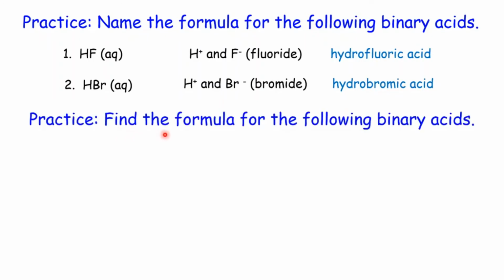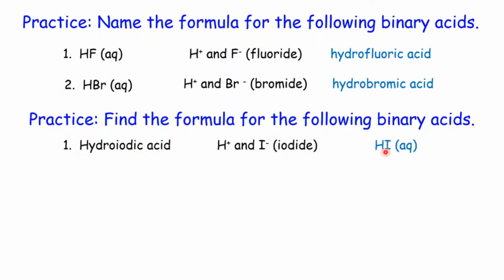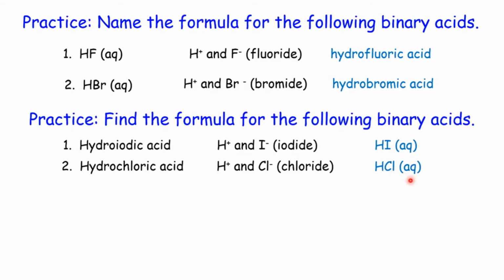And now, let's find the formula for the following binary acids, which means let's go from names to formulas, okay? Hydroiodic acid, identify the ions. Hydrogen and iodide. So therefore, that should be just HI, AQ. Hydrochloric acid, hydrogen and chloride. So therefore, should be just HCl, AQ.